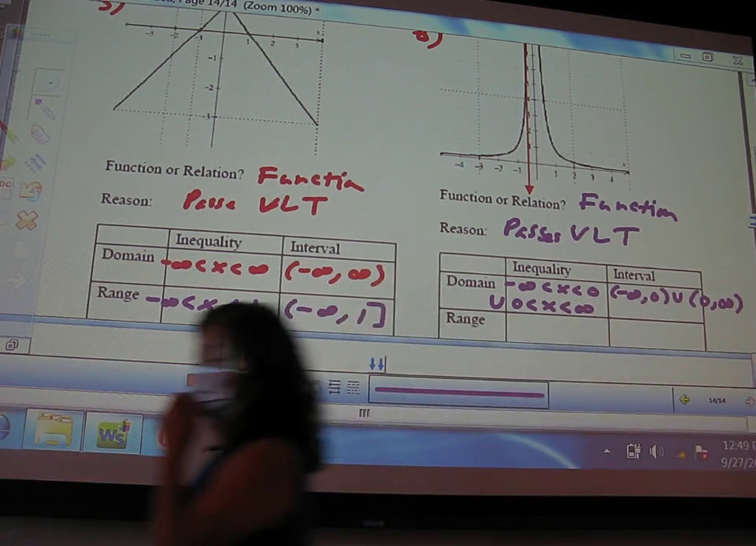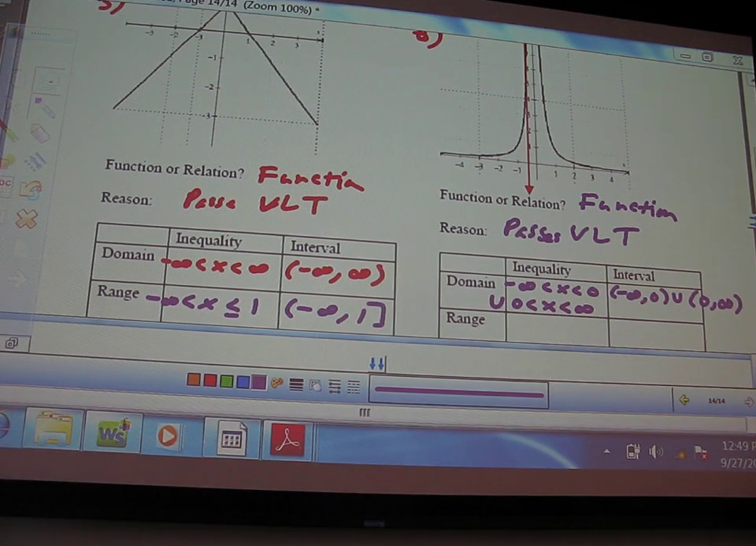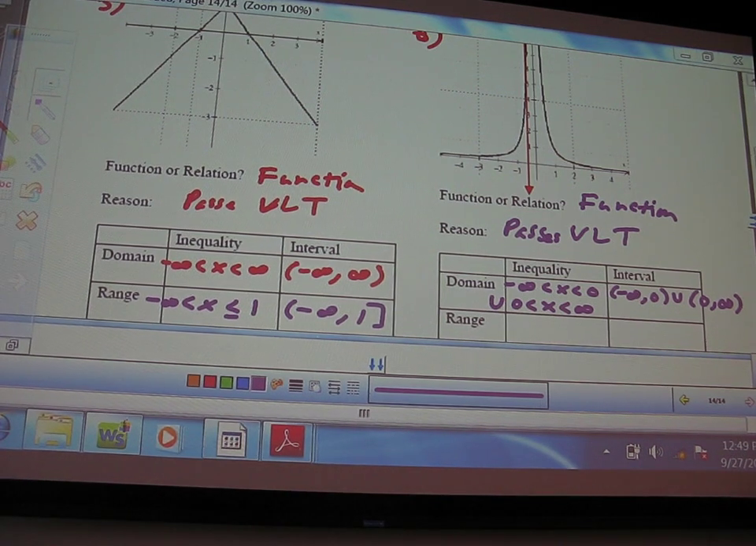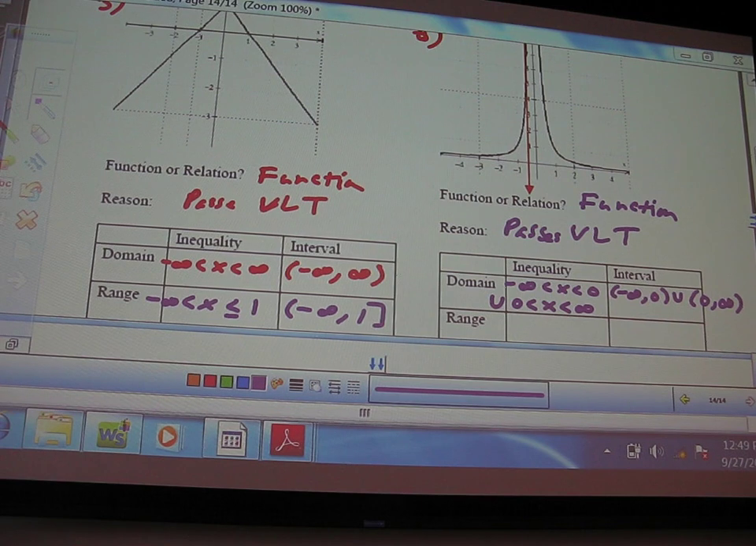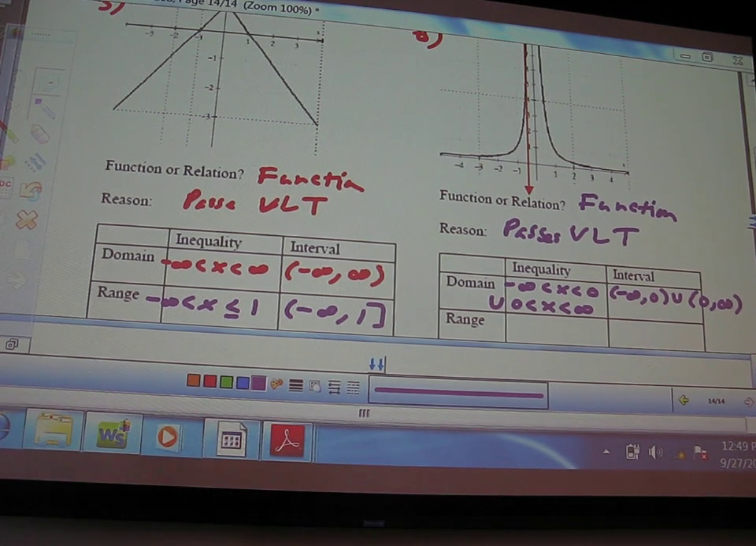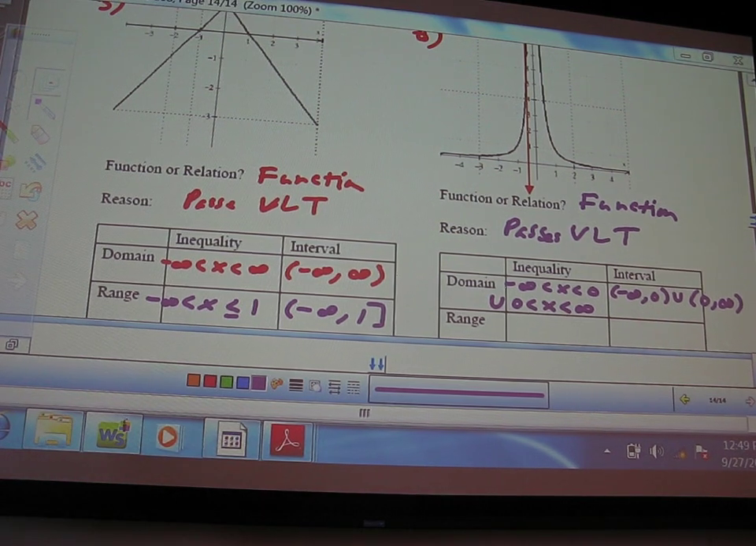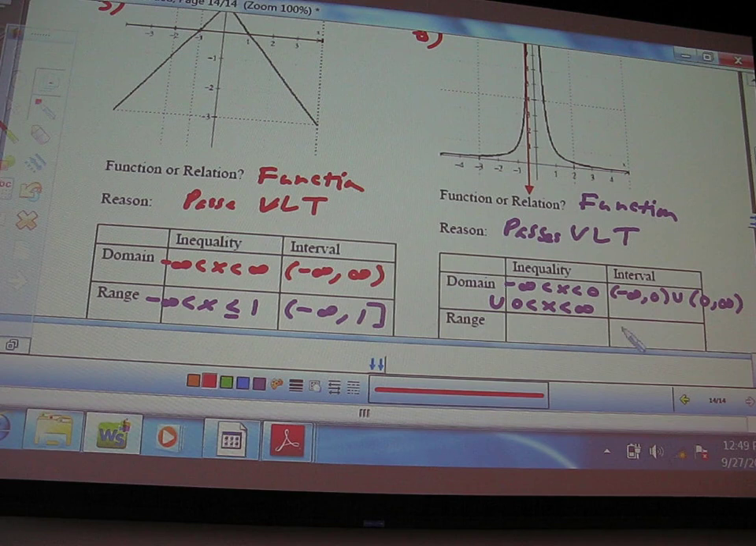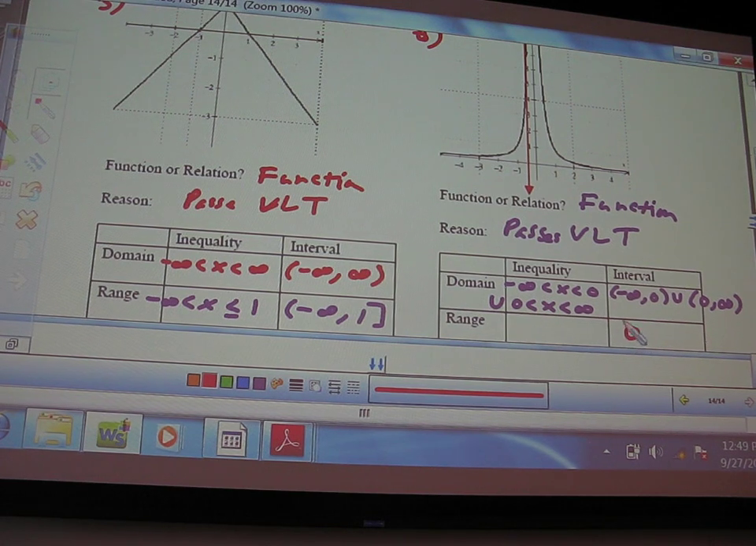All right, so how about the range? What's the lowest it goes? 0. Does it ever touch 0? It never does. I'm just telling you that. It never touches 0. So, let's do our interval first. It goes down to 0, but never touches 0. So rounded bracket.